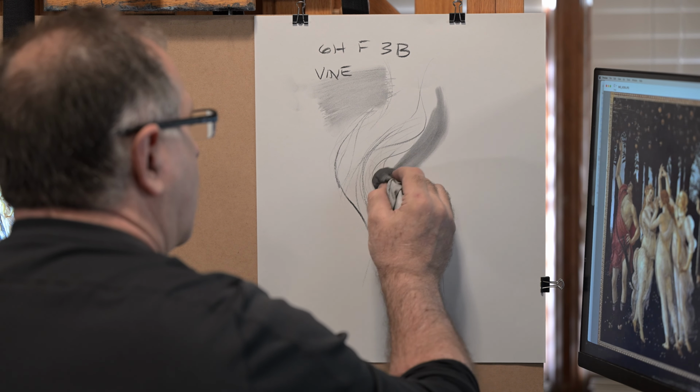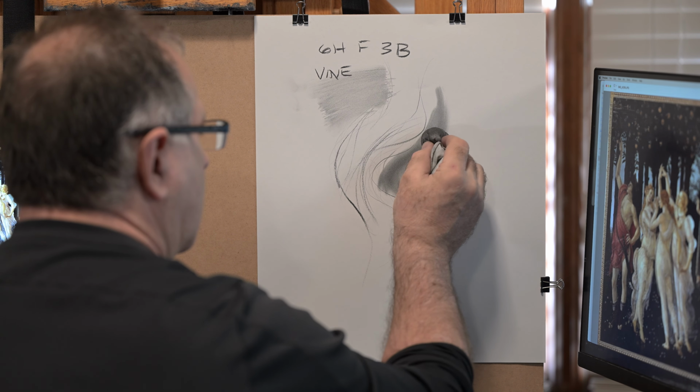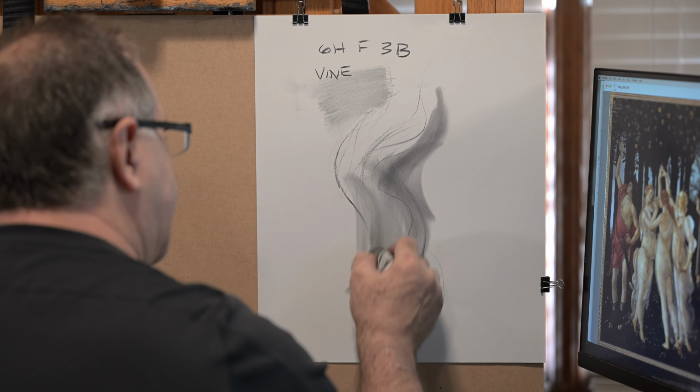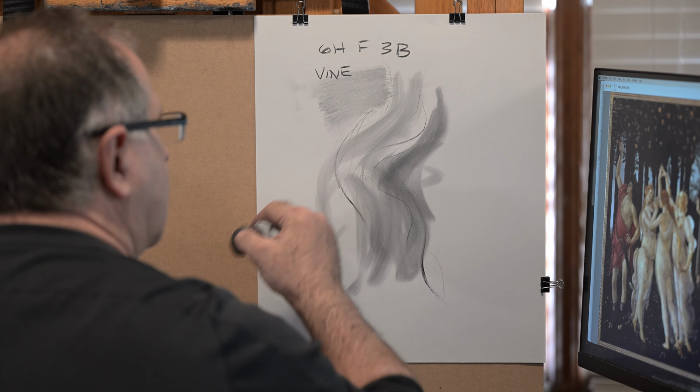And the charcoal's a little more aggressive because it seems to be more of a willow charcoal. And I can go over some of these lines. And I can draw with those lines also.